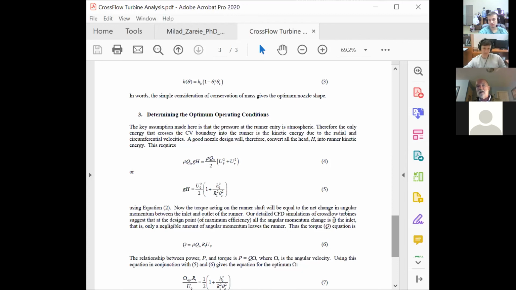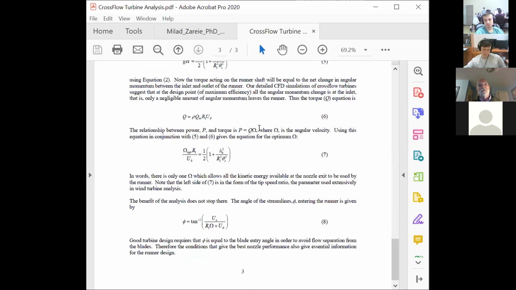I'm just about running out of time, so I'm going to skip through the rest of it. But if you follow through the pretty simple arguments that come down to equation 8, we've actually been able to design many of the features of this turbine, as well as determine the conditions in terms of the angular velocity of the blades that are going to give us maximum performance.